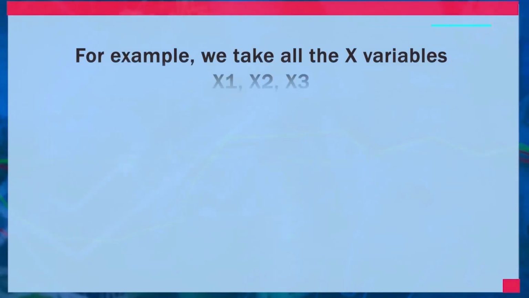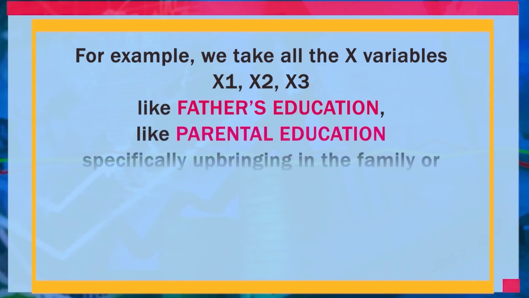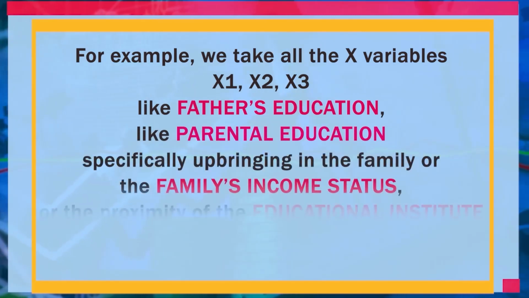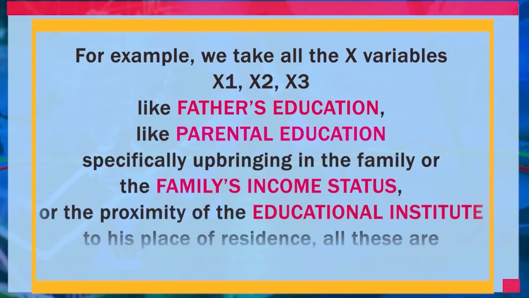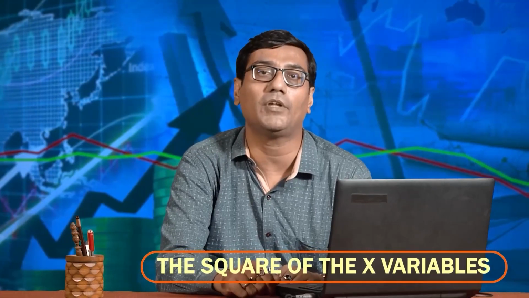For example, we take all the x variables, x1, x2, x3, like father's education, parental education, specifically upbringing in the family, or the family's income status, or the proximity of the educational institute to his place of residence. All these are separate independent variables taken. Cross terms means the interactions are taken, in multiplicative form, and also the square of the x variables.